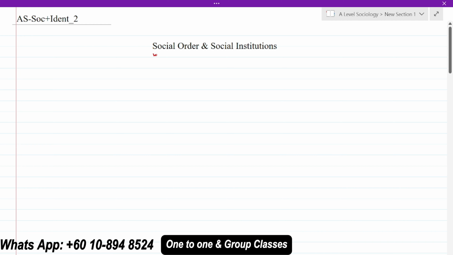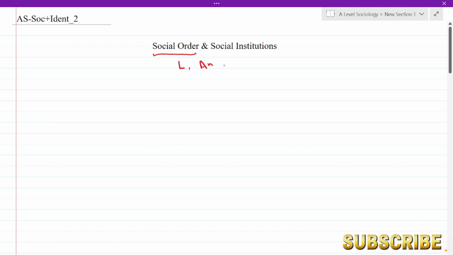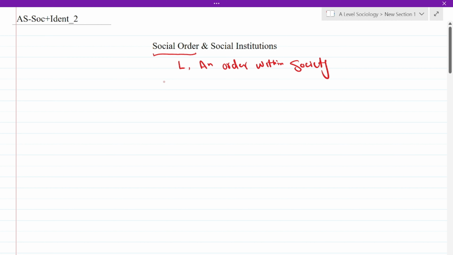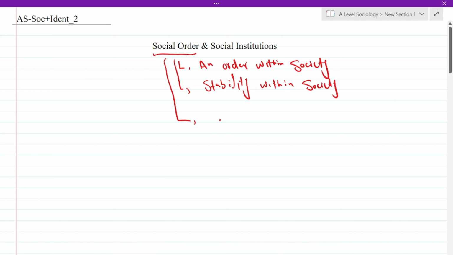Social order means an order within the society. We call it an order within the society, or you can say stability within the society. This is called social order, or how to bring order by controlling the society.